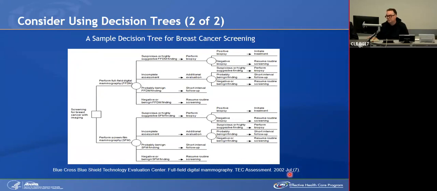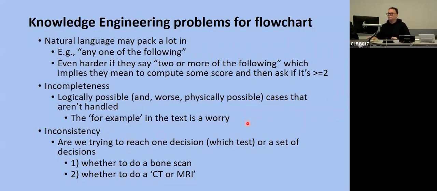This one's from 2002. It's on full field digital mammography, so screening for breast cancer. They go into performing full field and performing screen film, and they go toward biopsy, positive or negative, and then from a positive biopsy initiate treatment, for example. So there are decisions on these points here, and this is the leaf. This is the tree, not top down, but left to right. So there are a number of examples like that.